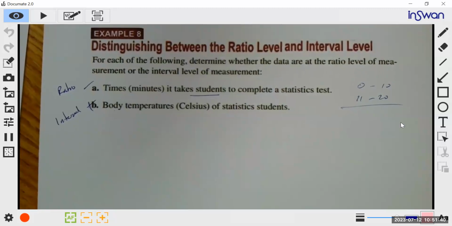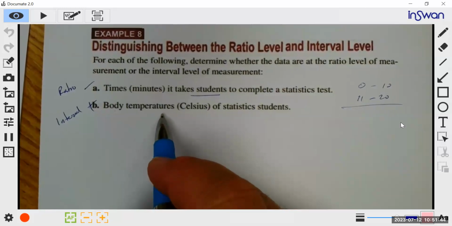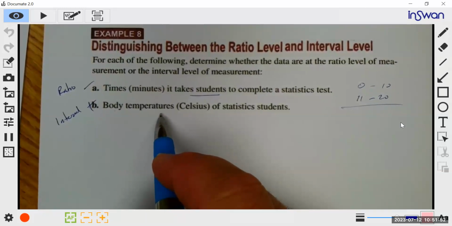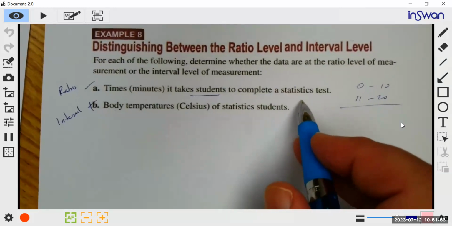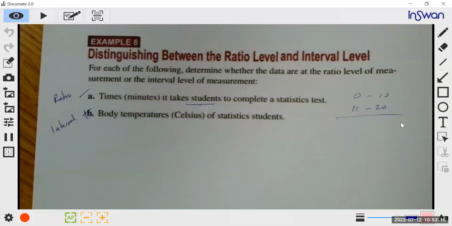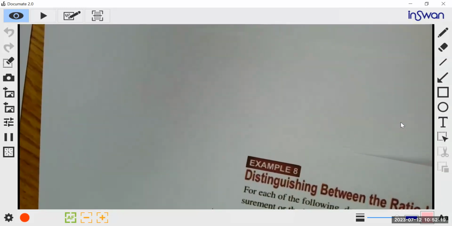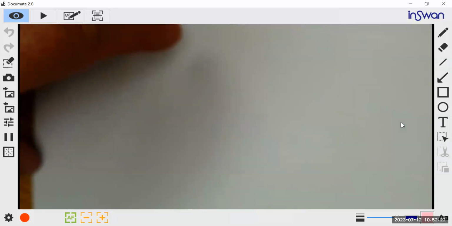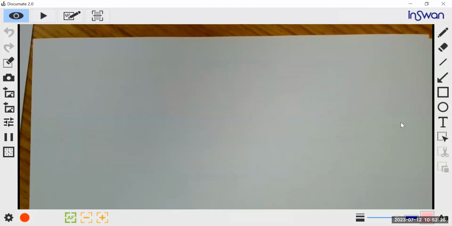You have to ask yourself, if I double it, will it make sense? You can't double 98.6 degrees. If you double it, what happens? You're fried. You're a crispy critter. In test times, you can double it, twice that much. Will all students finish in 10 minutes? No. Some finish in 10 minutes, some 20, some 30, some 40. But body temperature, you can't do that to it. So far, so good? Okay. So if you're asked to see whether it's a ratio or an interval, do the ratio test and just pick an example and see if it makes sense. If I did twice the temperature, I'd be dead. So that's not legit.